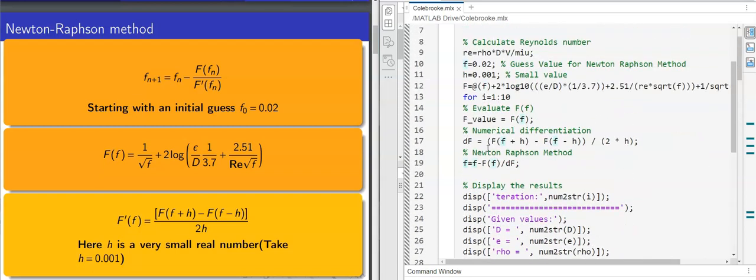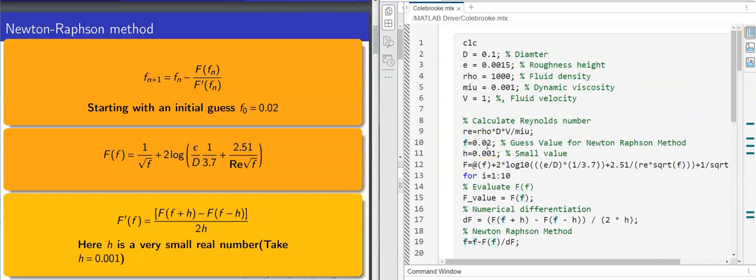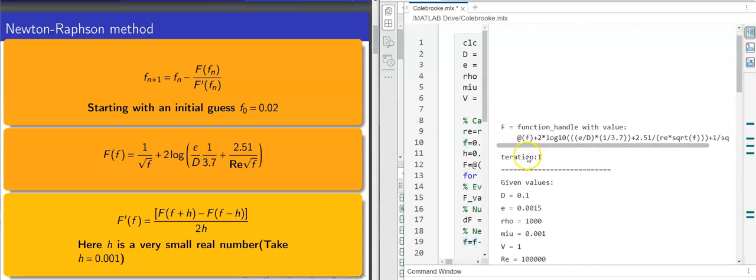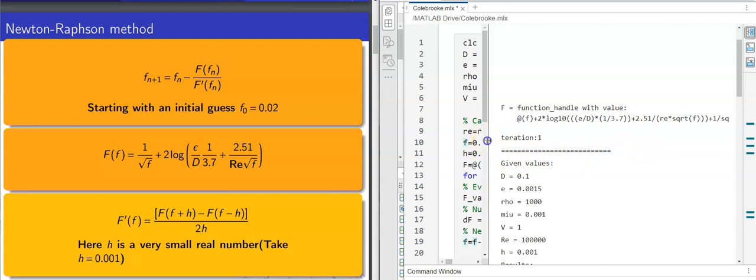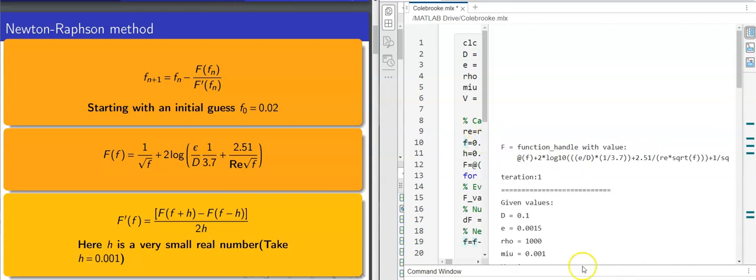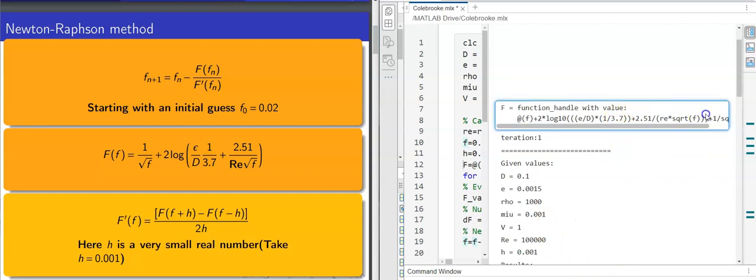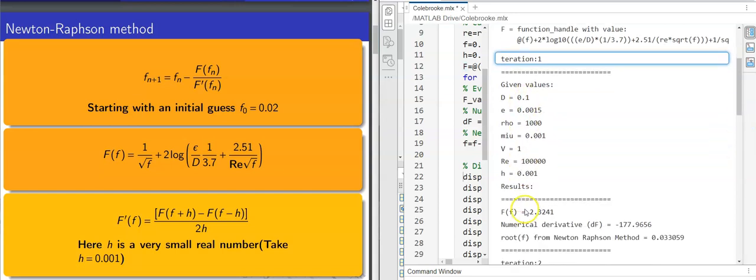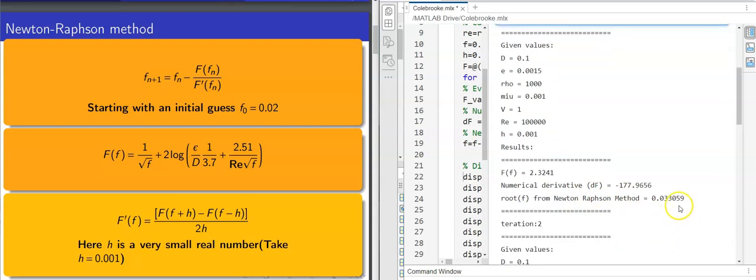Now if you want to run it, you can press F5, and after that you will get the result here. This is the function, and then the iterations. The first iteration shows all this data and the result. When we take the guess value 0.02, F will be 2.3241, and after doing the Newton-Raphson method, f will be 0.0330959.